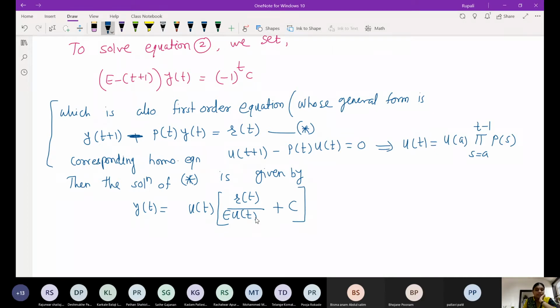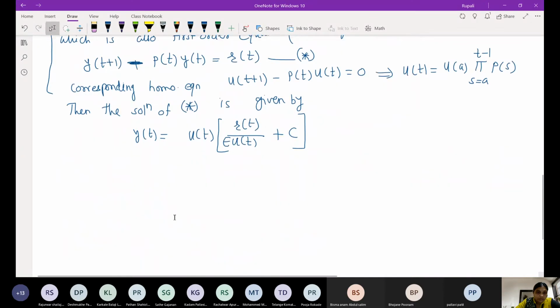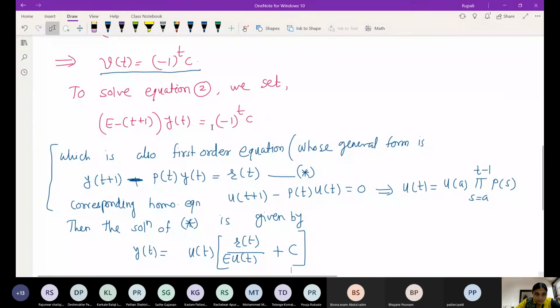If you can remember this theorem, in the first chapter we have proved it. First unit, second section. Can you recall this? Using this method, we have to solve this equation.